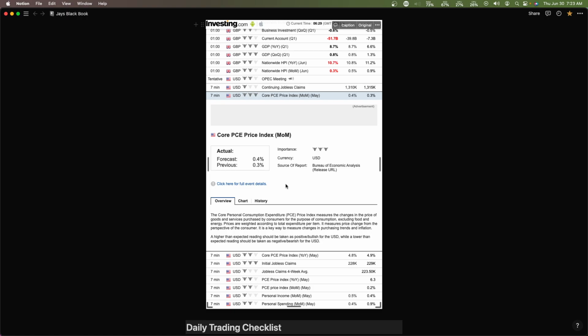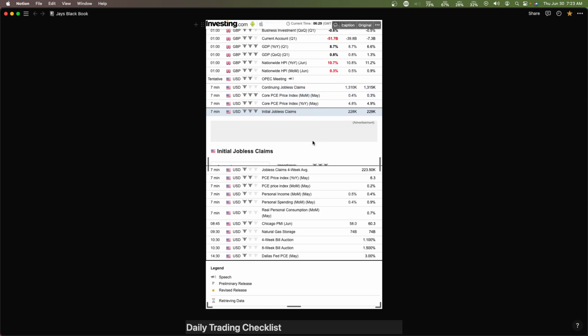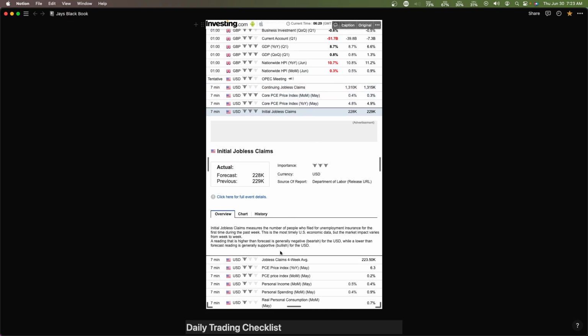So in about 7 minutes, if we have a higher reading than 0.4%, we're going to expect some bearish for GU. If we have a lower than 0.4%, we can expect some bullish for GU short term. Also, we have initial jobless claims.